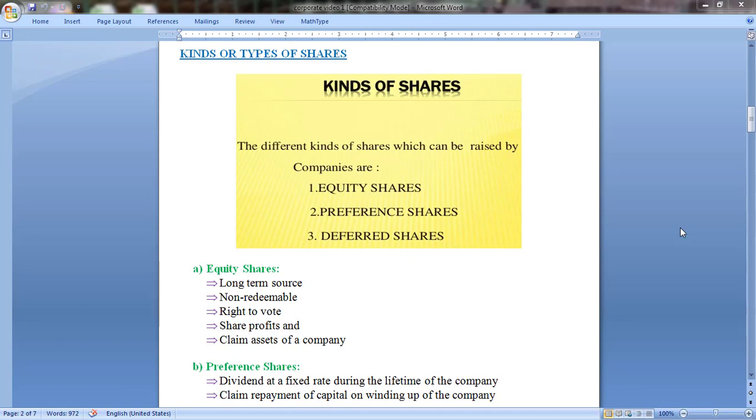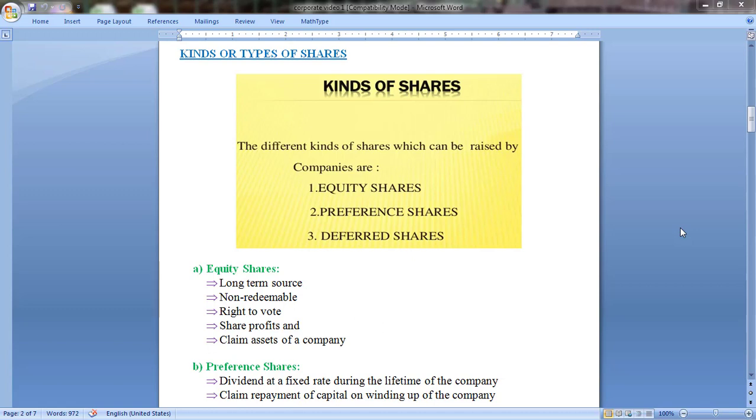Basically, the shares are classified into three categories, namely equity shares, preference shares and deferred shares. Equity shares are the ordinary shares, and the equity shareholders are treated as the real shareholders and real owners of the company. The features of equity shares are, it is a long-term source, that is, till the winding up of the company, the shareholders are the members of the company.